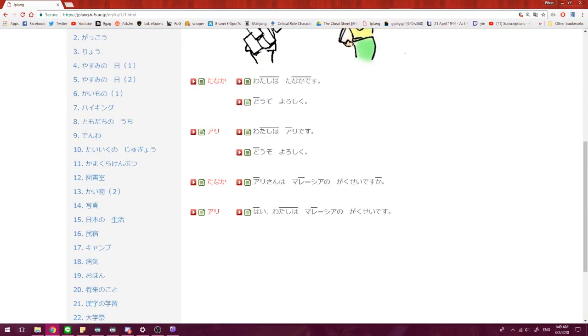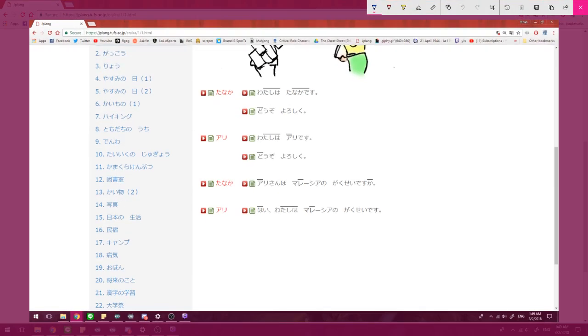Okay. Now, down here we have, oh, I forgot to introduce our speaker. So basically, here we have Tanaka, right? This is the speaker. So right now we finished Tanaka's speech. Now we're going for Ali's speech.